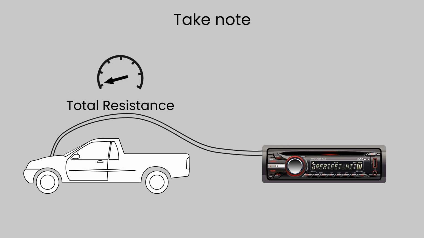Something to remember: when an electric device is connected to an existing circuit in a car, the total resistance will decrease and therefore the amperage will be increased. This can cause damage to the car's electrical system and could possibly even start a fire.